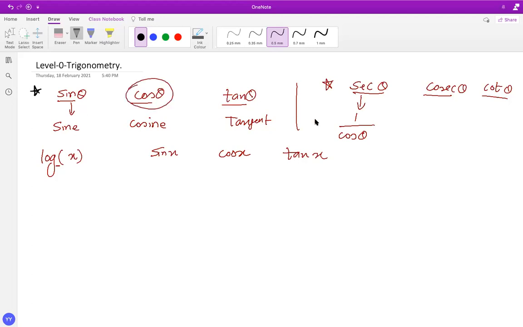So whatever ratio you get for cosine, if you reciprocate it, you get sec. If you reciprocate sine, that's your cosec. And if you reciprocate tan, you get cot theta. I know this might sound a little strange at this stage, but first let's talk about these three ratios: sine, cos, and tan.